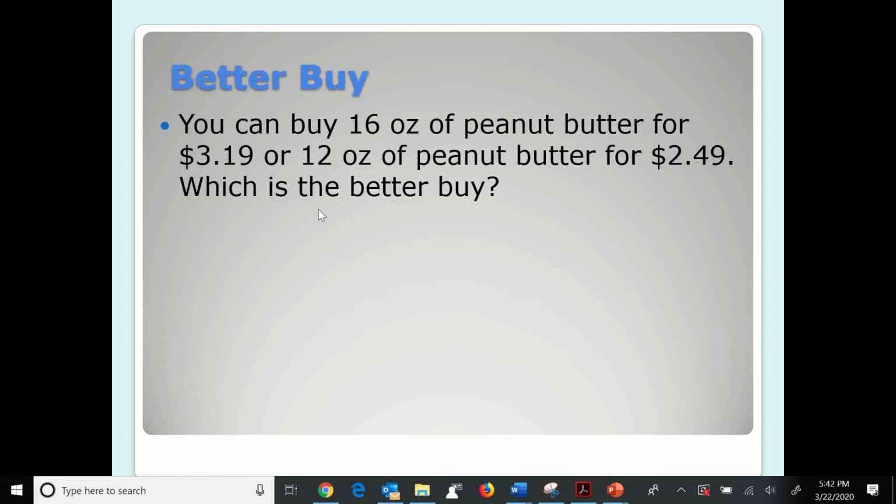All right, last one. Try this on your own. You can buy a 16-ounce jar of peanut butter for $3.19 or a 12-ounce jar of peanut butter for $2.49. Which is the better buy? Pause the video now and give this one a shot.